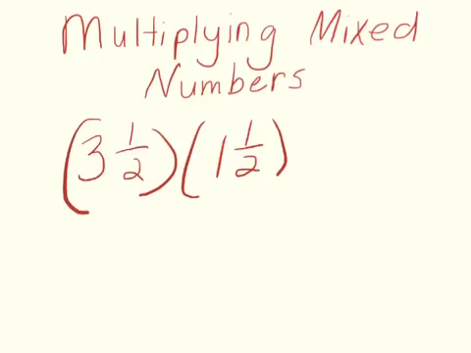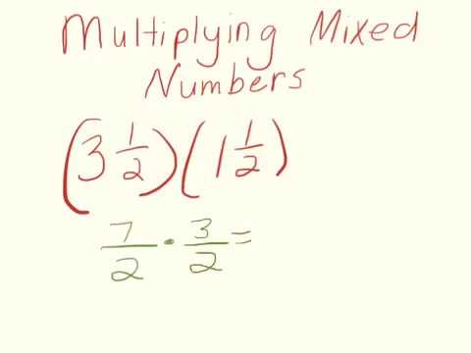So if you remember from before, the way we do that is we take the denominator, multiply it times the whole number, and then add it to the numerator. So in this case, it would be 2 times 3 plus 1, which is 7, and then the denominator stays the same, which is 2. And then the next one, we're going to do the same thing. 2 times 1 is 2, plus 1 is 3, and then the denominator stays the same.